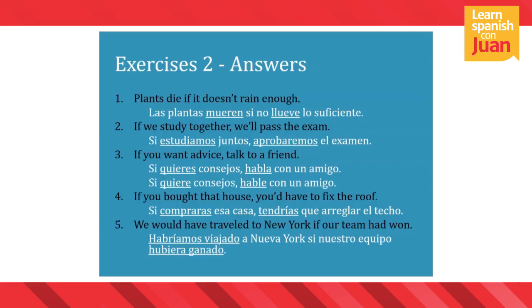Number 2 is an imminent or likely scenario. If we study together, we'll pass the exam. Si estudiamos juntos, present indicative, aprobaremos el examen, future tense. Aprobamos o vamos a aprobar would also be acceptable.